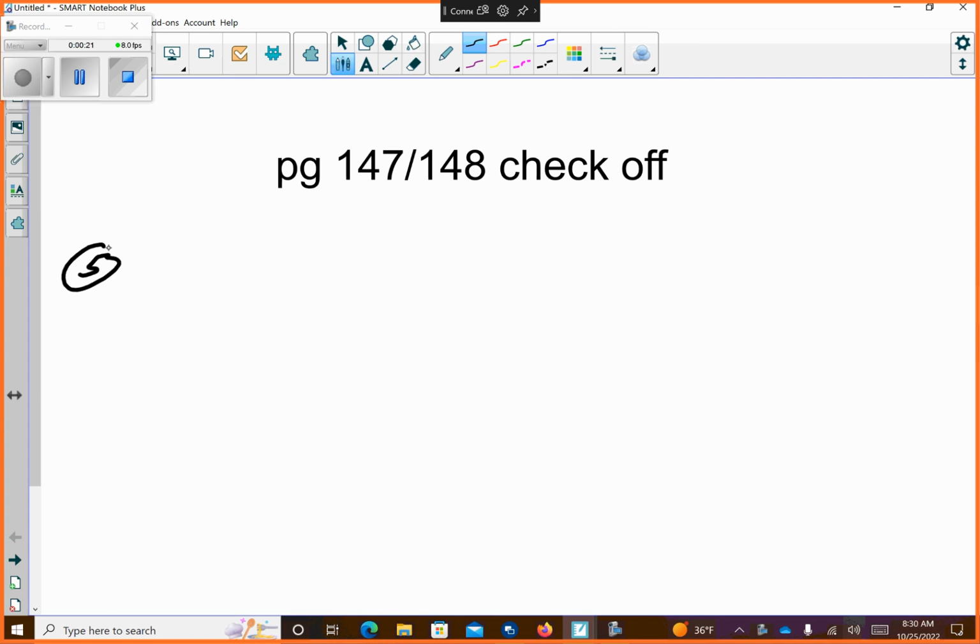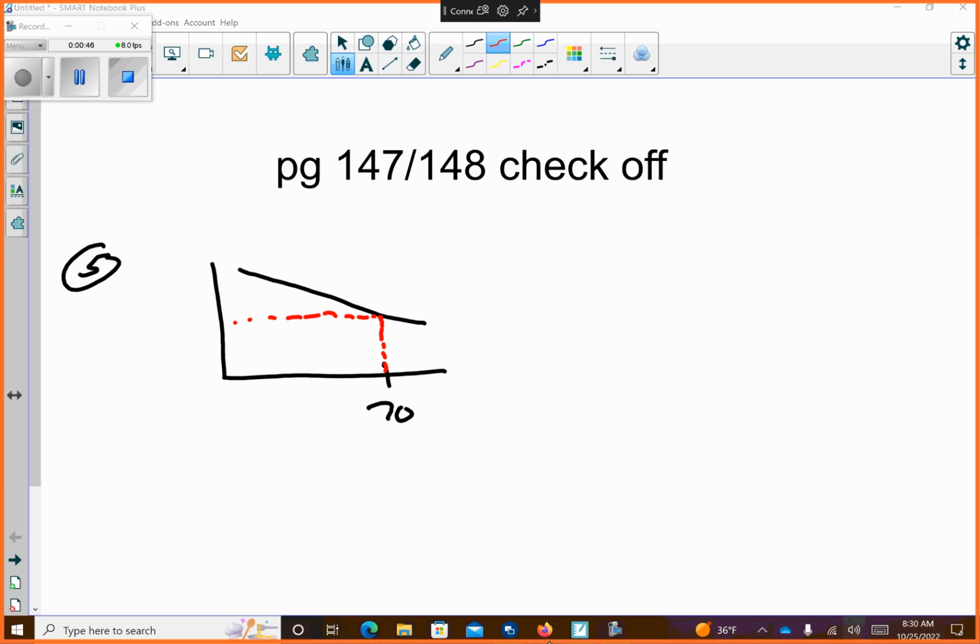Predict the response variable, so the y variable, if the explanatory is 70. So what you're going to do on that one, you have your line of best fit. You have 70 right here. So what you're basically doing is you're going up to the line of best fit, and then you're bringing it over here. And in this case, it looks like it's going to be about 40.